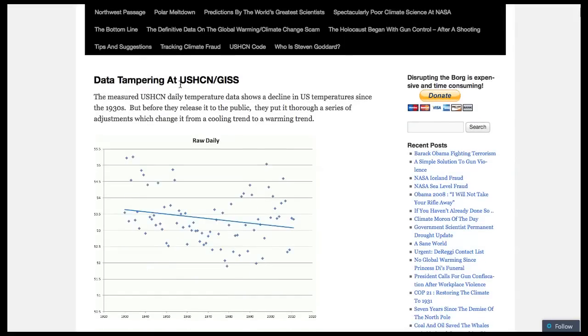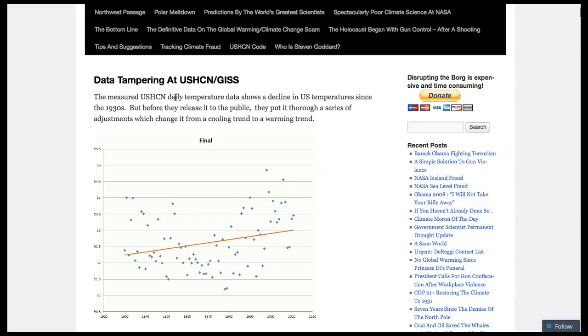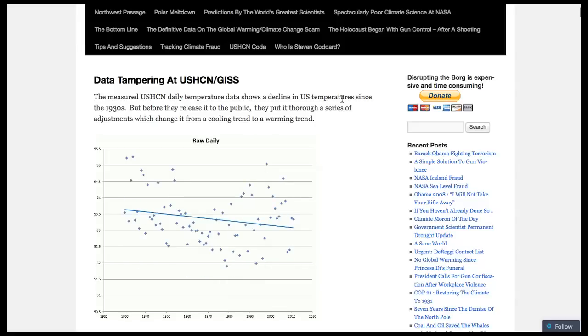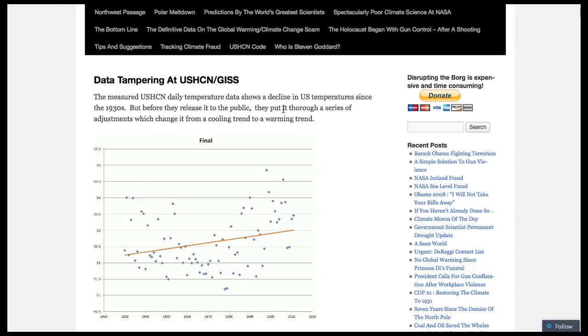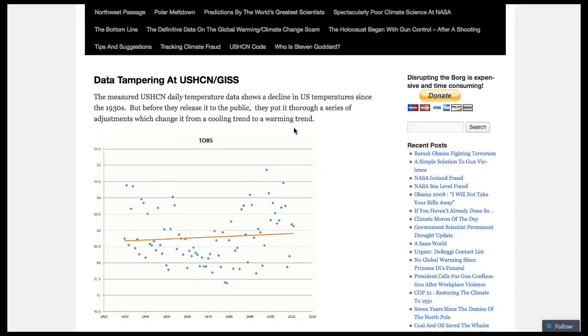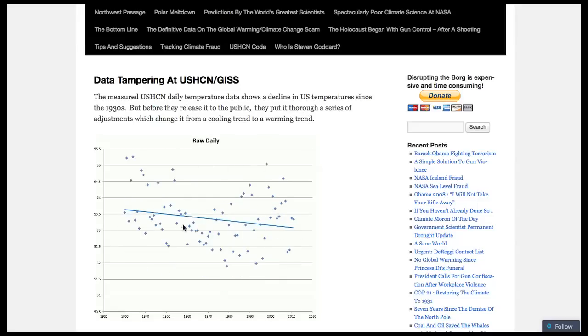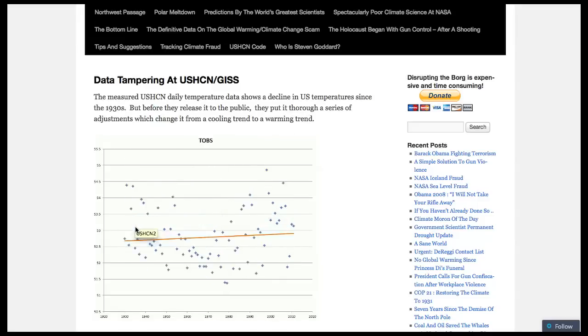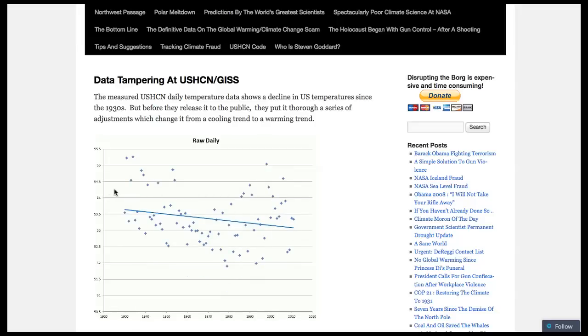Data tampering at USHCN GISS, and it shows how the measured USHCN daily temperature data shows a decline in US temperatures since the 1930s, but before they release it to the public, they put it through a series of adjustments which change it from a cooling trend to a warming trend. So before, there's a downward trend, and then they take that data and they do their magic, and look, it's warming. It's warming, I tell you.